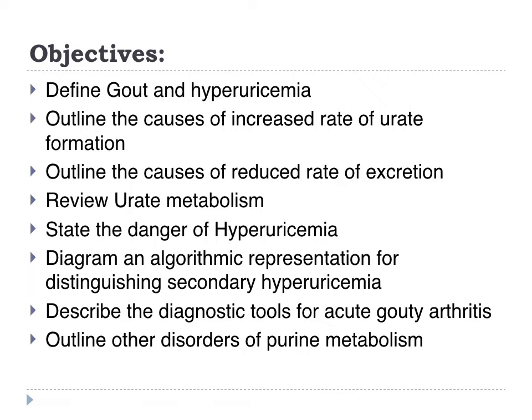The objectives that will be covered in this lecture are, first of all, define gout and hyperuricemia, outline the causes of increased rate of urate formation, outline the causes of reduced rate of excretion, review urate metabolism, state the danger of hyperuricemia, diagram an algorithmic representation for distinguishing secondary hyperuricemia, describe the diagnostic tools for acute gouty arthritis, and outline other disorders of purine metabolism.